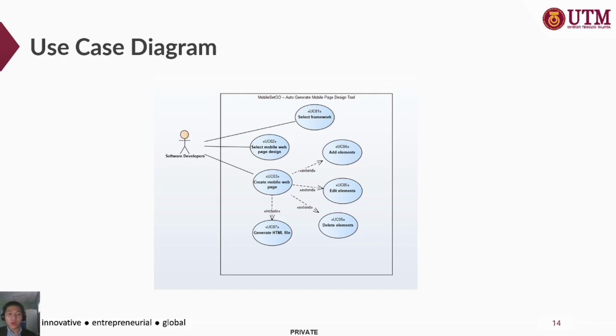Okay, next is the use case diagram. The total of this generator has 7 use cases. The first one is select framework.